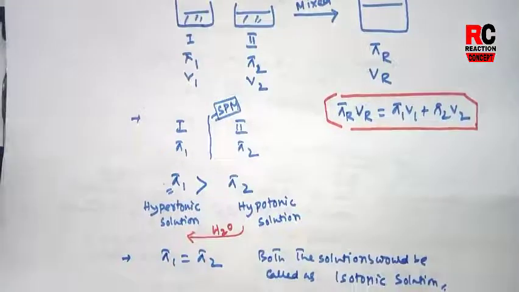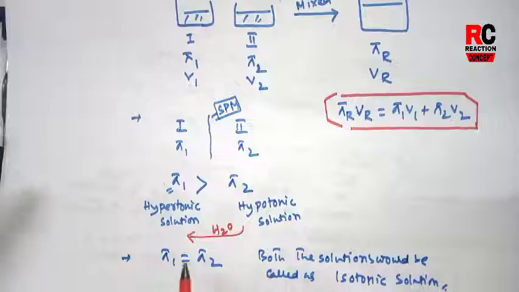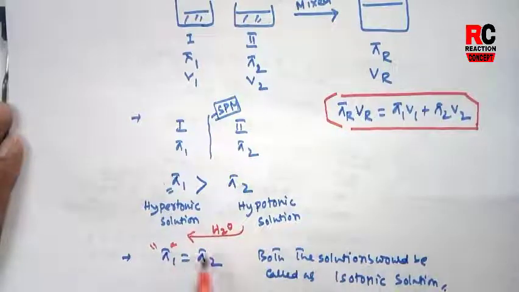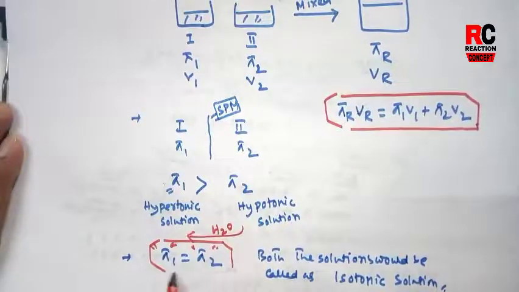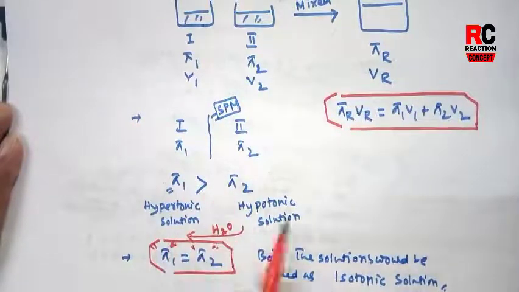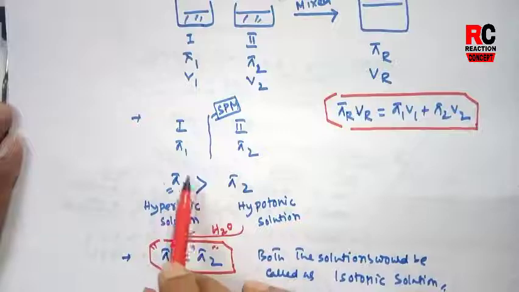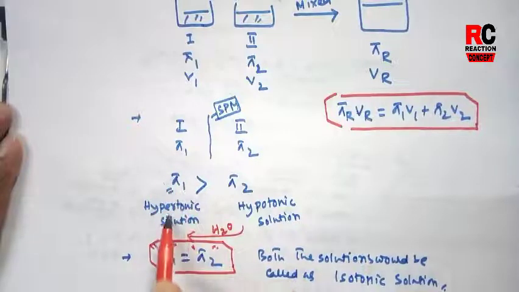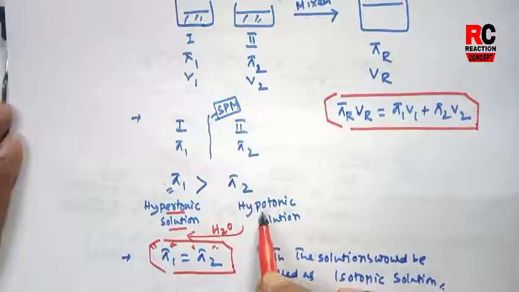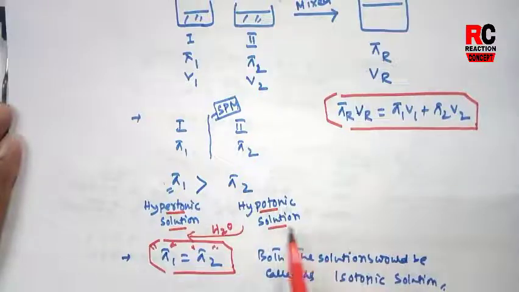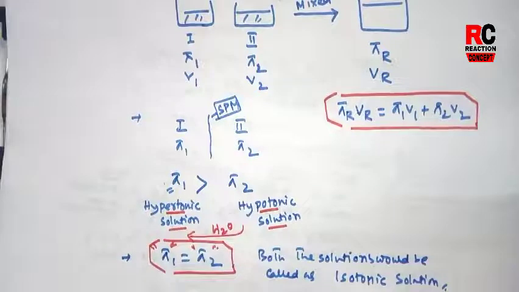These three terms you should know: what is a hypertonic solution, what is a hypotonic solution, and what is an isotonic solution. In an isotonic solution, the osmotic pressures of these two solutions are equal to each other. Whereas when these two are not equal, the solution with higher osmotic pressure is called the hypertonic solution, and the solution with low osmotic pressure is called the hypotonic solution. Okay, these three things you should know.